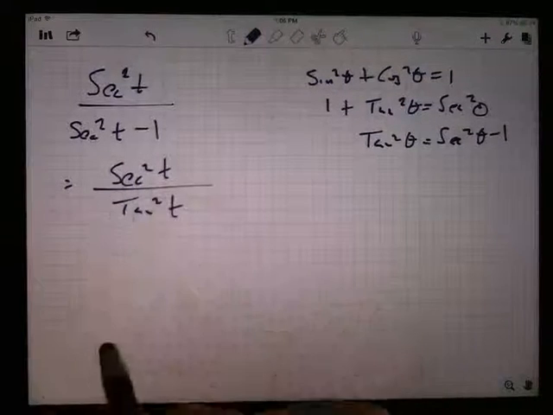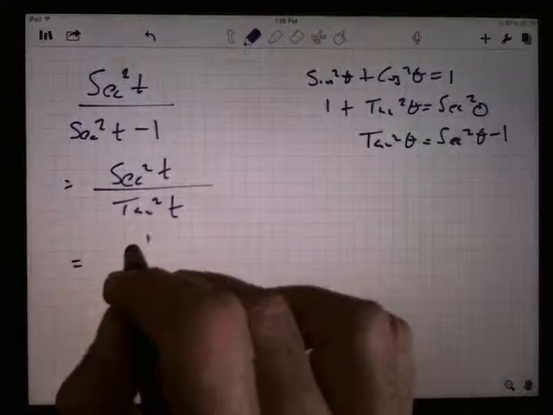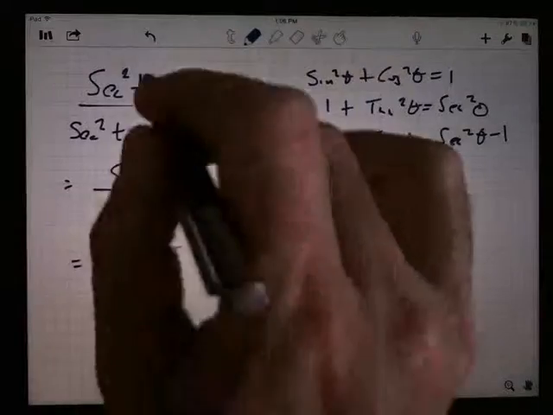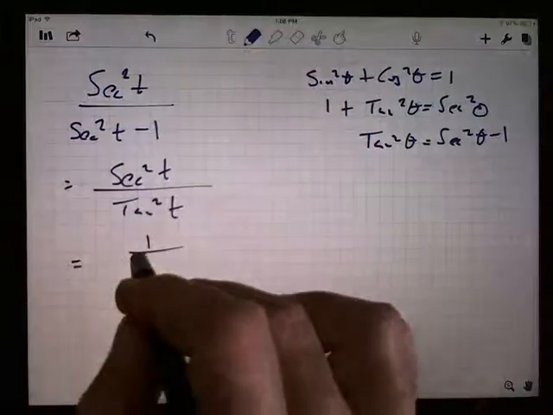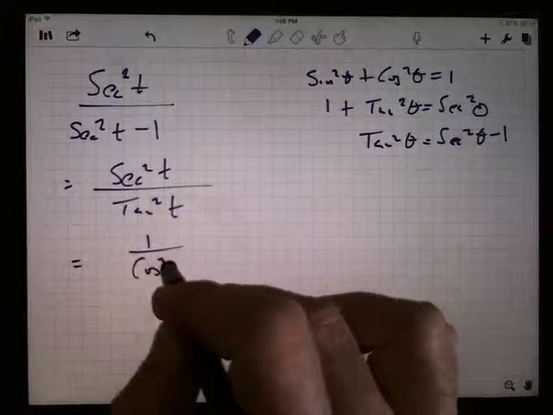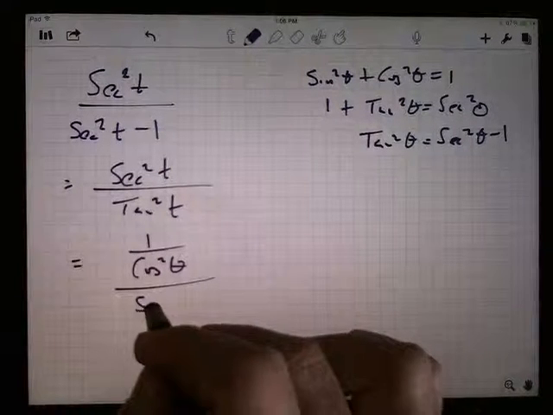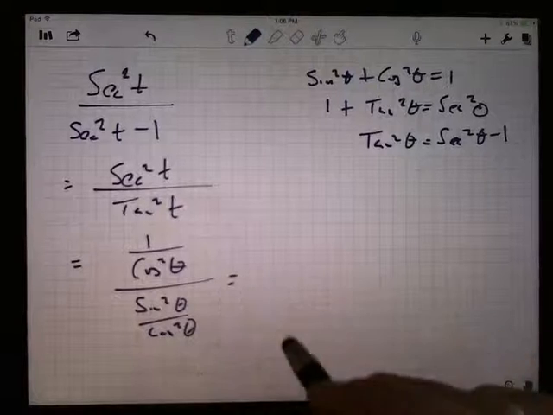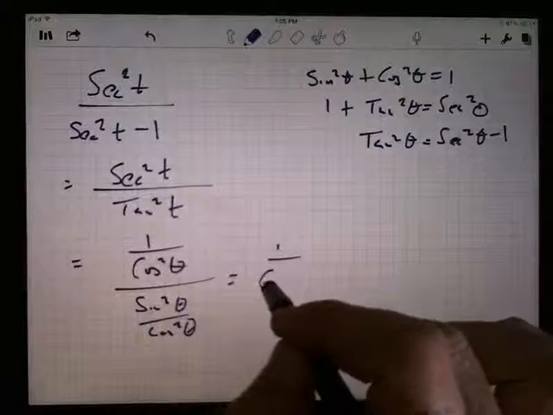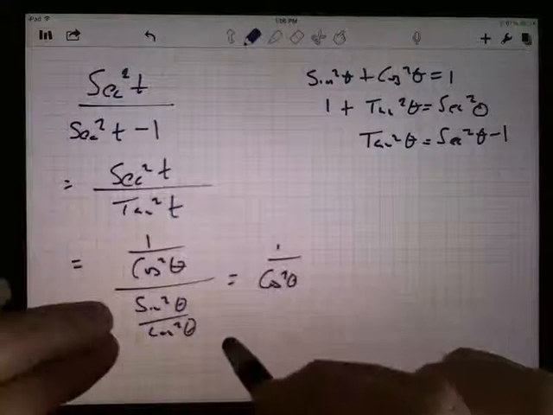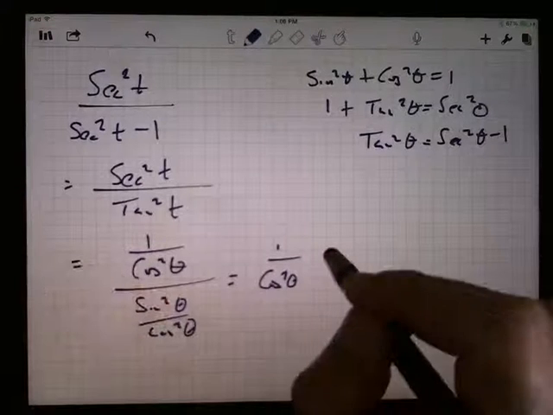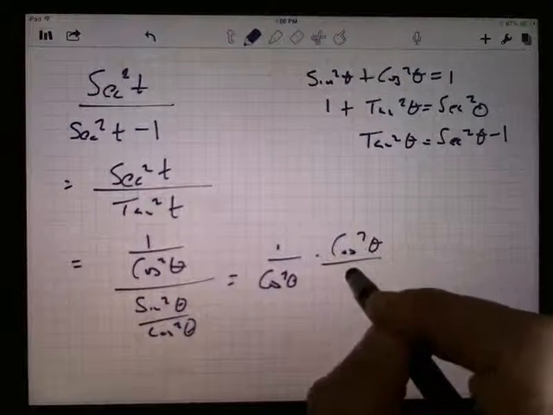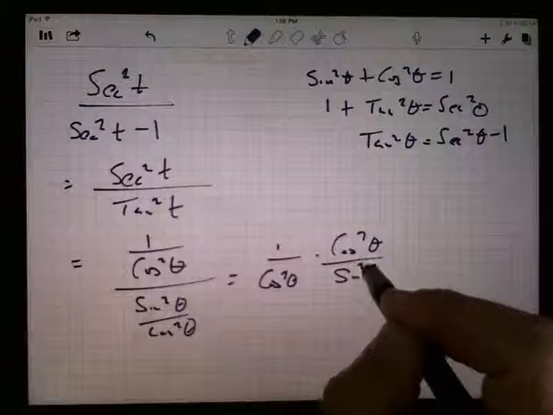I then write things in terms of sines and cosines. 1 over the secant is reciprocal of the cosine of theta, and the tangent is sine squared theta over cosine squared theta. And then I'm just dividing fractions. So I have the first fraction. I'm going to divide, so I'm going to multiply by the reciprocal. So I've got cosine squared theta over sine squared theta.